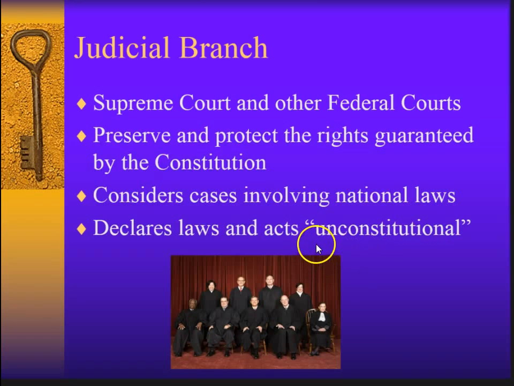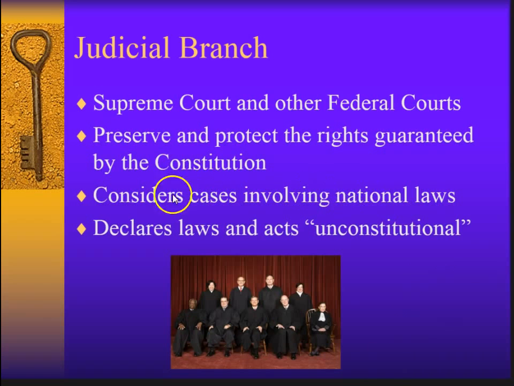They can determine that the act of... what's a recent act that's been declared unconstitutional? Anyway, I'm fading, but anyway, they can do that.